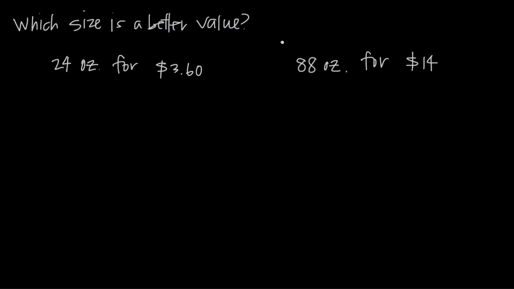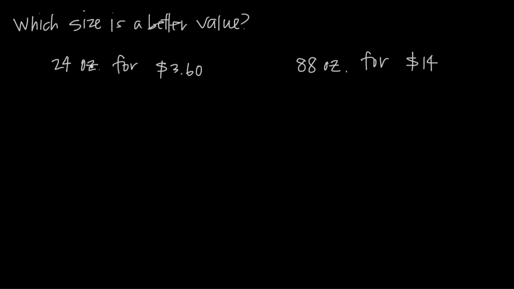Because we have two different sizes and two different prices, it's hard to compare the value of these two purchases. We have 24 ounces for $3.60. Here we have a much larger size, 88 ounces, but for a much larger price, $14 instead of $3.60. If we can figure out the price per 1 ounce for the first option, then we could multiply that price by 88 ounces and compare the result to $14. So here's what that's going to look like.